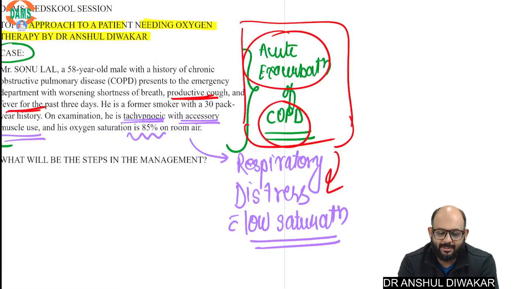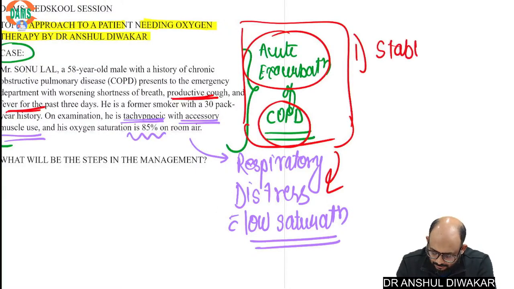Steps in the management. Don't write NIV, NIV, NIV. Is that what you see this patient as? A patient presenting to casualty, 2 a.m., low saturation, tachypneic, accessory muscles of respiration, you will start NIV. No left, right, center, nothing. Very good, Vivan. First is to stabilize the patient. Always stabilize the patient.